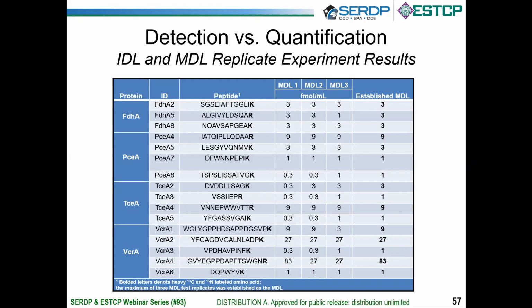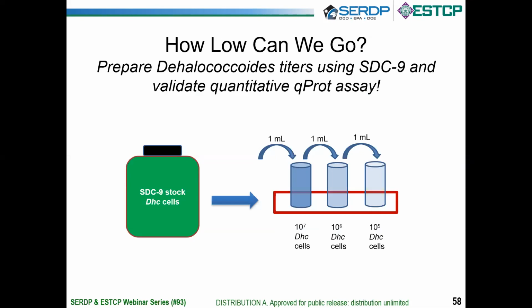On slide 58, at this point, we had the detection limits quantified through the detection limit study, and so now we sought to validate those results. And we did so by using an SDC9 stock solution, which we sequentially diluted to achieve 10^7, 10^6, and 10^5 DHC cell titers. And then we subjected samples from those to the qProt assay.